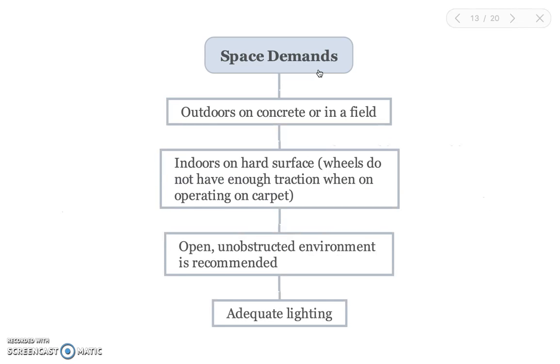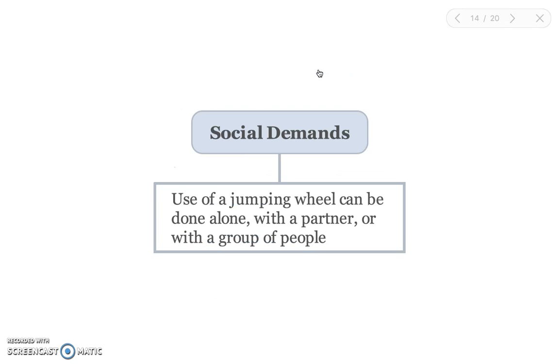Space demands include outdoors on concrete or in a field. Indoors on a hard surface; the wheels do not have enough traction when operating on carpet. An open, unobstructed environment is recommended, along with adequate lighting. Social demands will include the use of the jumping wheel, which can be done alone, with a partner, or with a group of people.